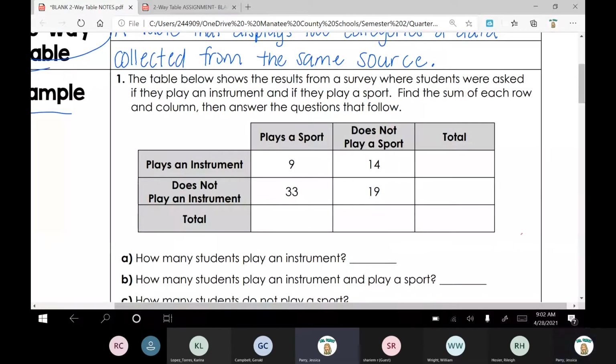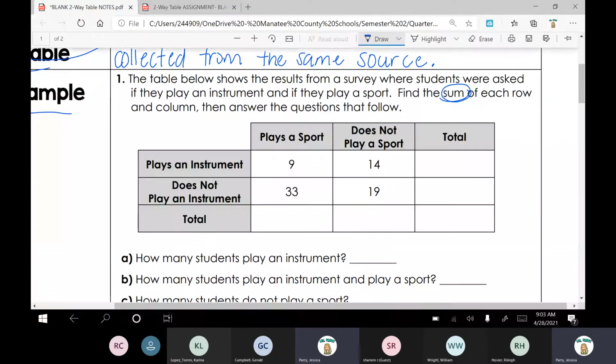It says the table below shows the results from a survey where students were asked if they play an instrument and if they play a sport. Find the sum of each row and column, then answer the questions that follow. Okay, so they told us to find the sum of each row and column, then answer those questions. So let's do that first.